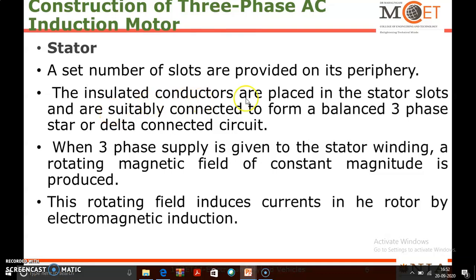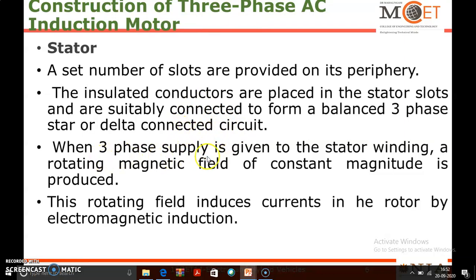The insulated conductors are placed inside the stator slots and are suitably connected to form a three-phase balanced star circuit or a delta connected circuit. If it is a star circuit, there will be a neutral point. If it is a delta connected circuit, there won't be any neutral point at all. It is a direct short circuit in the delta fashion.